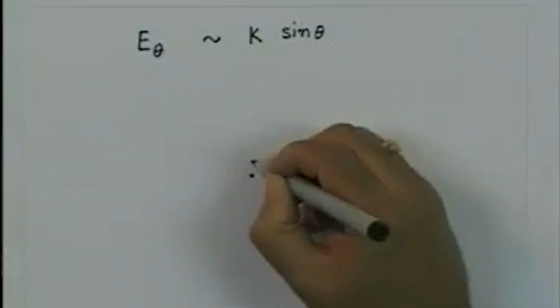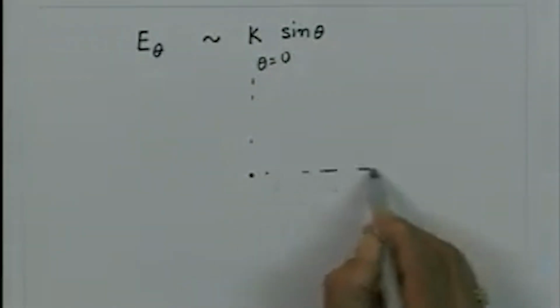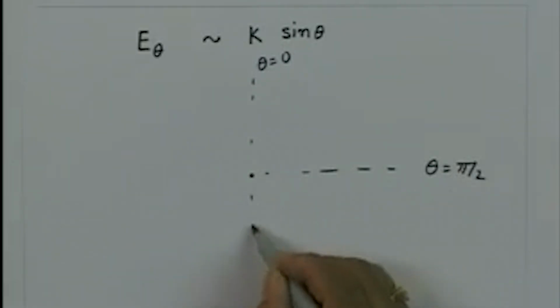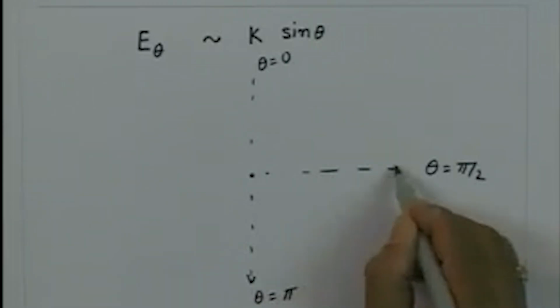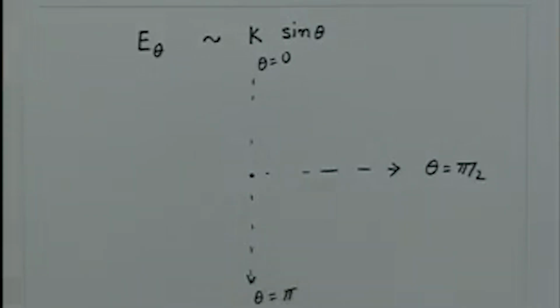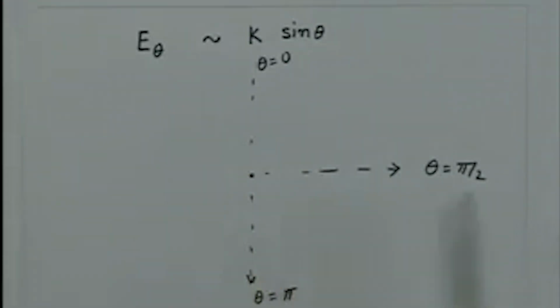So let us see. This direction is theta equal to 0, this direction is theta equal to pi by 2, this direction is theta equal to pi, and the range of theta is from 0 to pi. Then you have a phi variation which goes from 0 to 2 pi, in this direction. The electric field does not have a variation in phi, that means we have a symmetry in the phi plane.